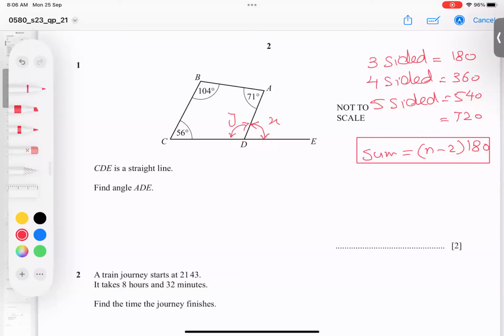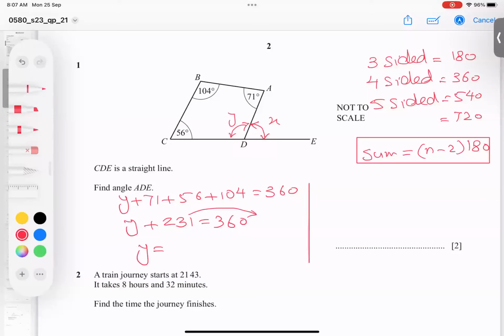Anyway, so it means I can say that y plus 71 plus 56 plus 104 is equal to 360. So if I add them all, 56 plus 104 plus 71, it is giving me 231. Now it will go there and subtract. So y is becoming 360 minus 231. I'm getting 129 degrees. But this is not our end target.